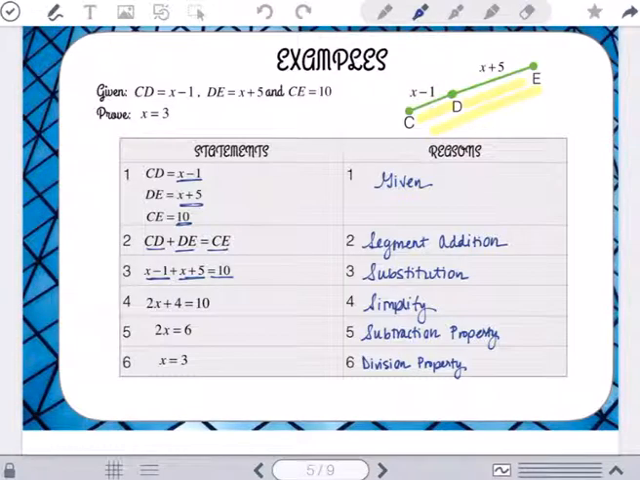So we took our given information. We know that we're dealing with a segment here, so we're going to introduce our segment addition postulate. We substituted all the values that we have for the segment, and then we solved. So combining like terms or simplifying, subtracting 4 or doing subtraction property, dividing by 2 or division property.